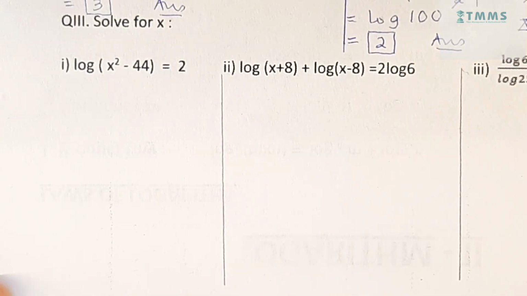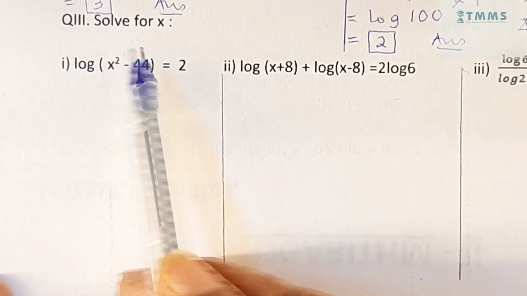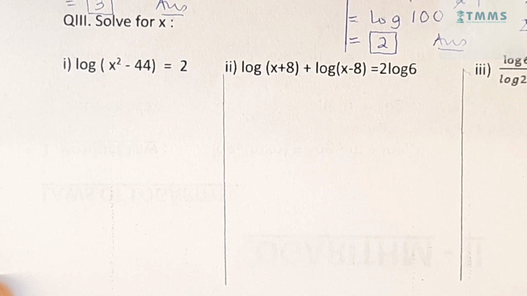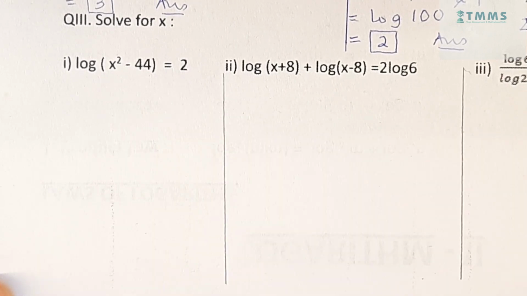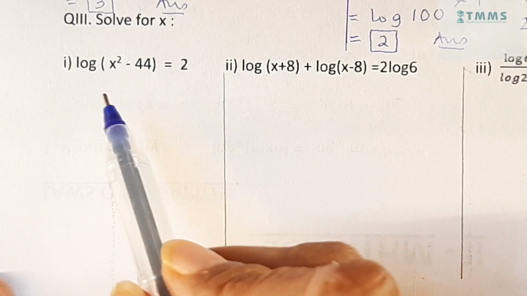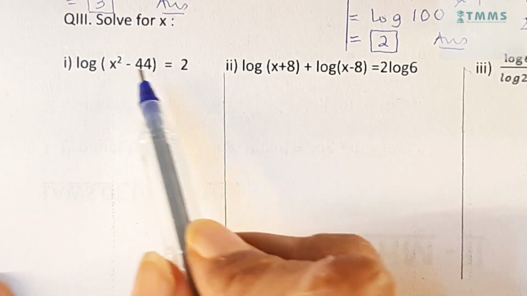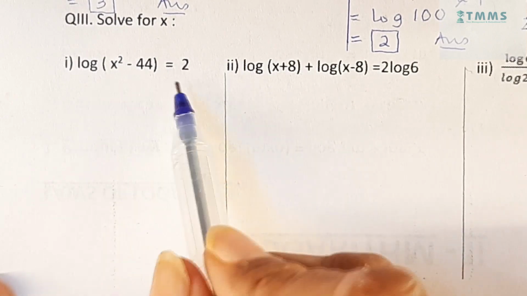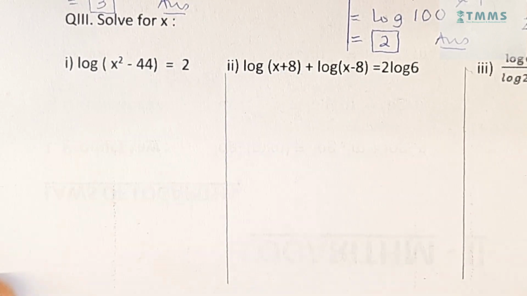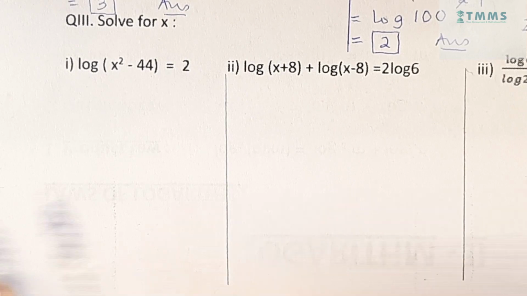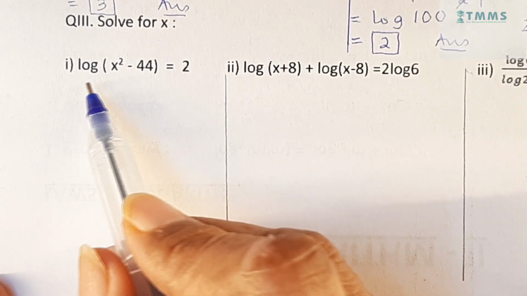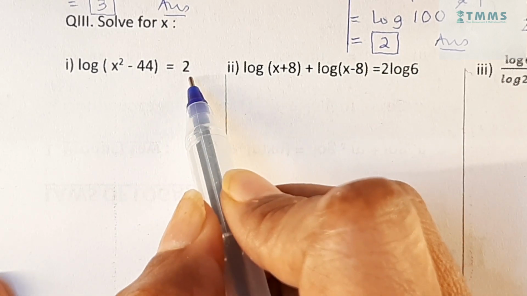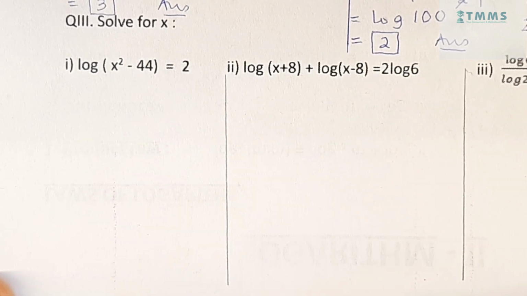Now let us look at another type of question. Question number 3 says solve for x. Now when we say solve for x, we have to get the value of x. Look at your first question. Log x squared minus 44 is equal to 2. Now if I have to solve for x, I don't want this log here. But how can I cancel out this log if there is no log here? So I'll have to convert this 2 into a log.